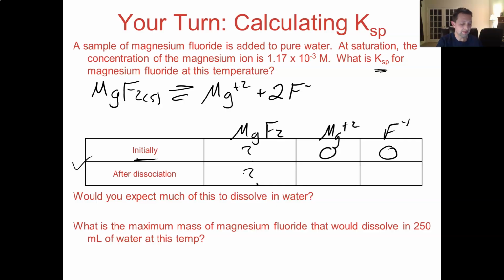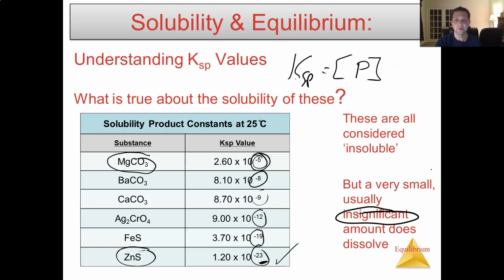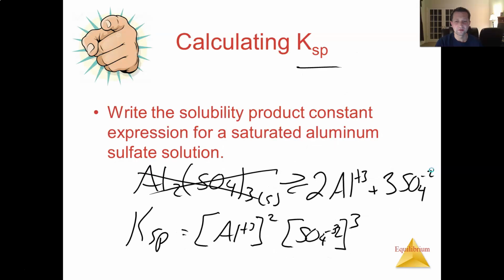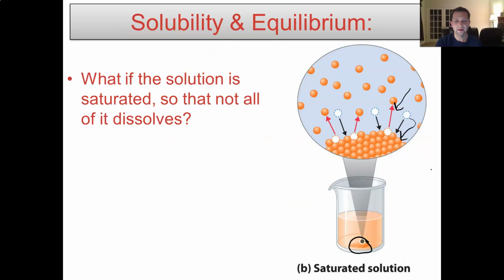But I do know that the concentration of magnesium ion was 1.17 times 10 to the negative third. So that's 0.00117. Okay? Now I do know how to figure this out, because look, there's a 1 to 2 ratio of magnesium to fluoride. So when this dissociates, if I have 0.00117 of the magnesium ion, I'm going to have twice that for my fluoride. That's going to give me 0.00234.